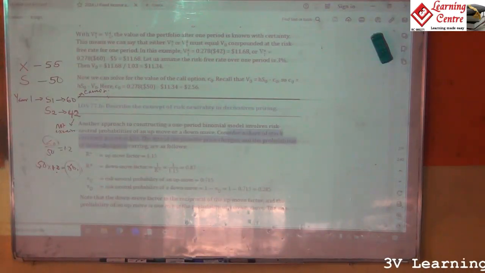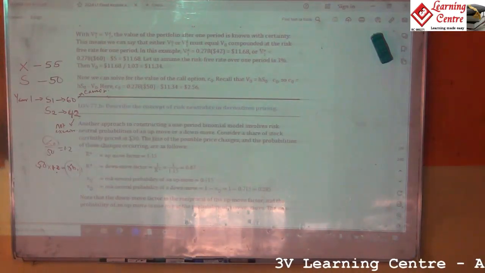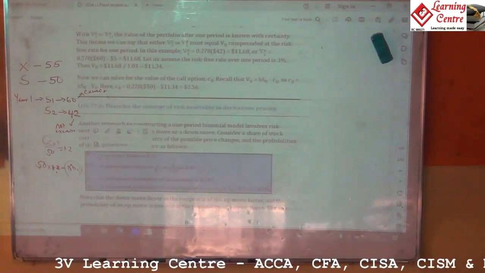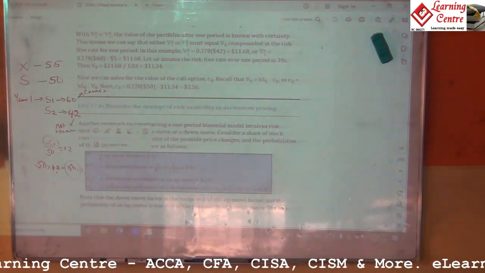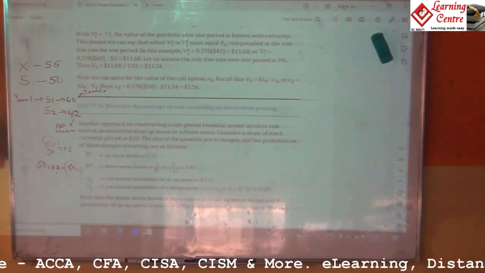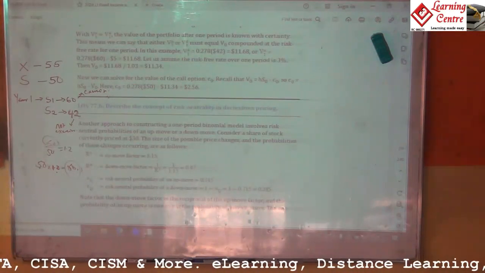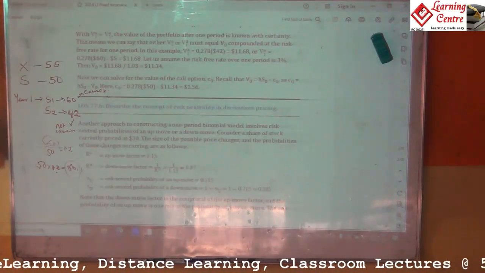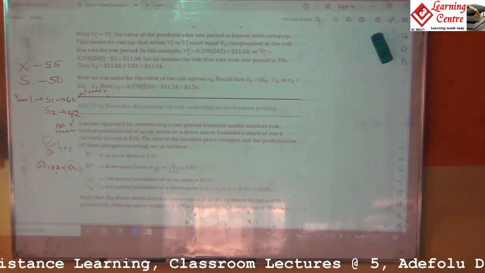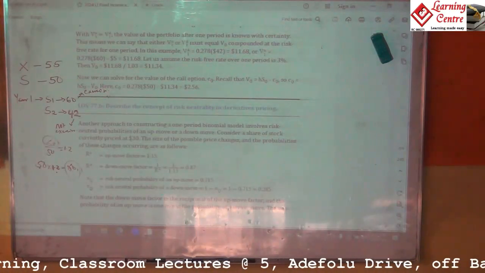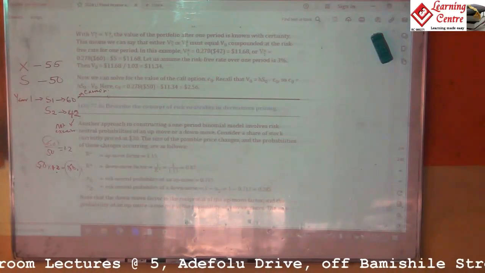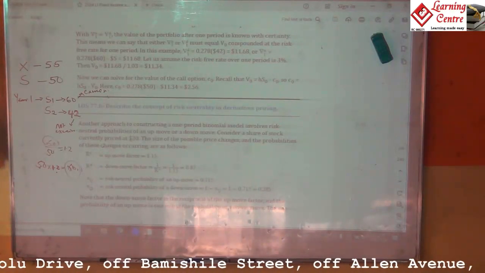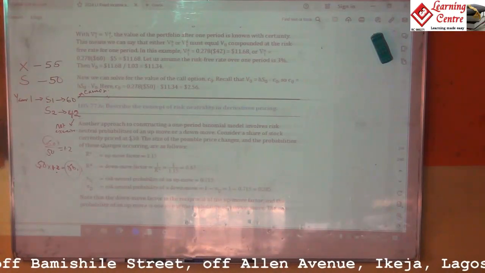So consider a share stock valued at $30. The size of the possible price changes and the probabilities are this. The up factor is 1.15. Therefore, the down is 1 divided by 1.15. So it's an inverse relationship at the end of the day, right? Once they give you up or down, you know that the inverse of the up is the down and the inverse of the down is the up, basically. So this is the down move factor, 0.87.